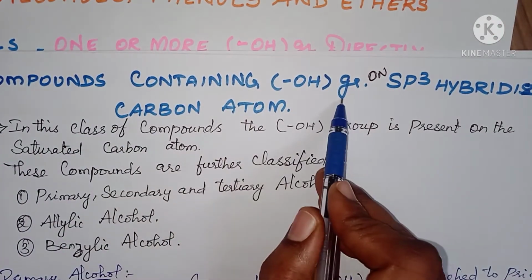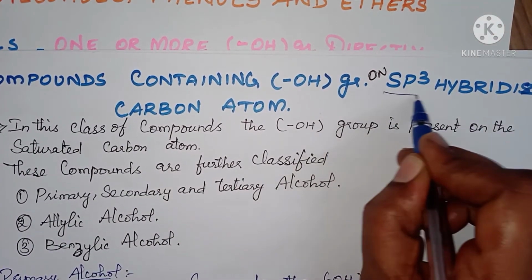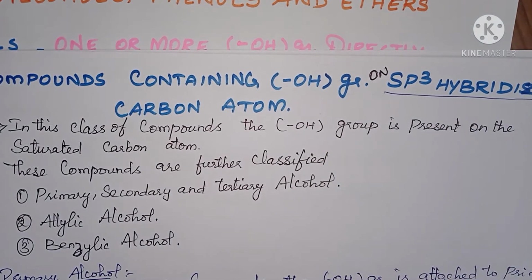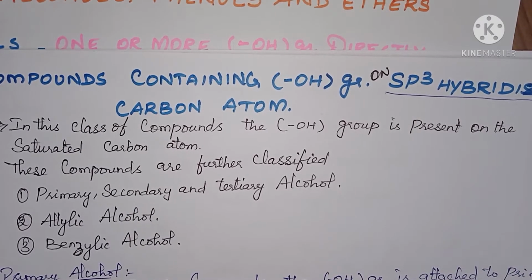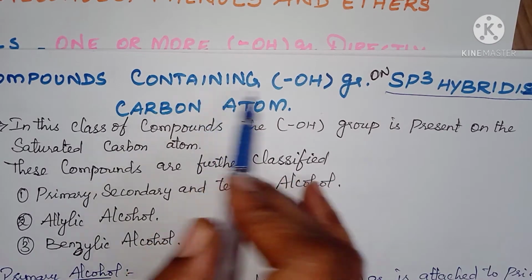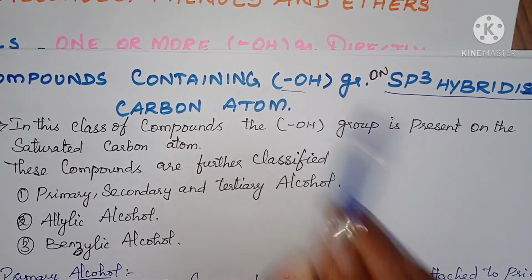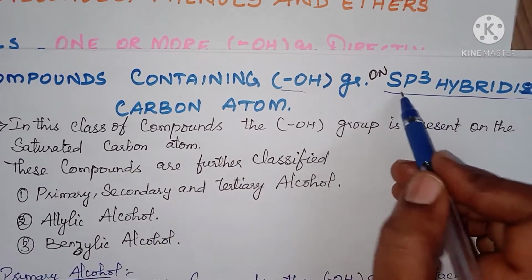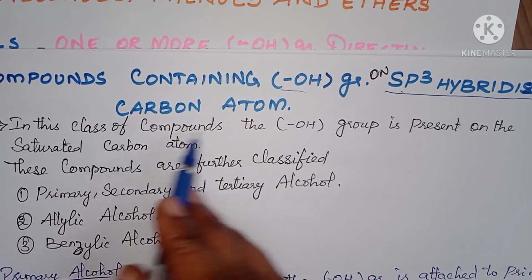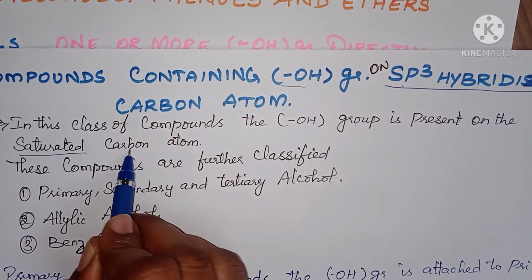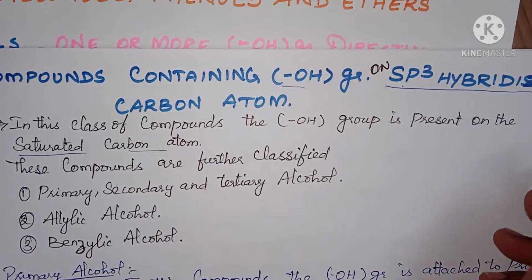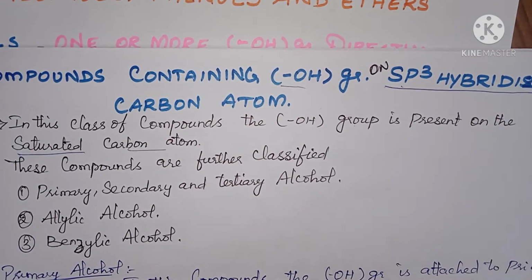Compounds containing the OH group on sp2 hybridization. Now we are going to check the hybridization part according to that. So sp2 hybridization, sp2 hybridization. According to that, what is it? OH group attached. First one, sp3 we are going to check. In this class, the OH group is present on a saturated carbon atom. So what does a saturated carbon atom mean? Easy to understand. A saturated carbon atom means a single bond carbon atom.